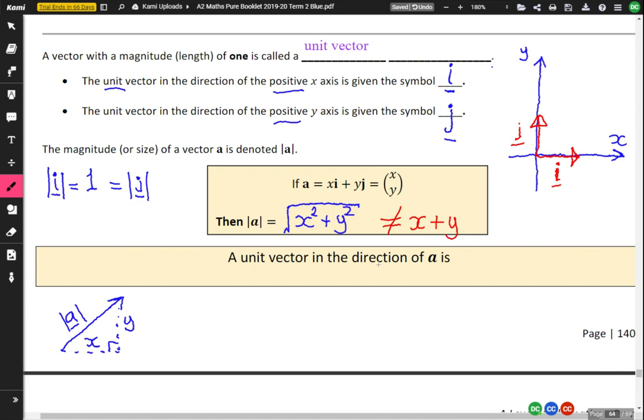A unit vector in the direction of A. So if two vectors are in the same direction, then one is a multiple of the other. Well, this is simply A divided by its own length. So this here is a unit vector in the same direction as A. We can see it's in the same direction as A because it's simply a multiple of A. And it's got a length of 1 because we divided A by its own length, which will make it have a length of 1.